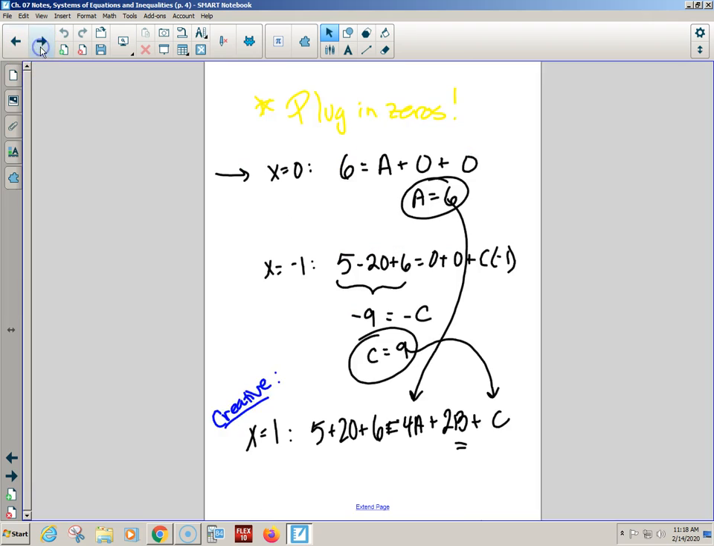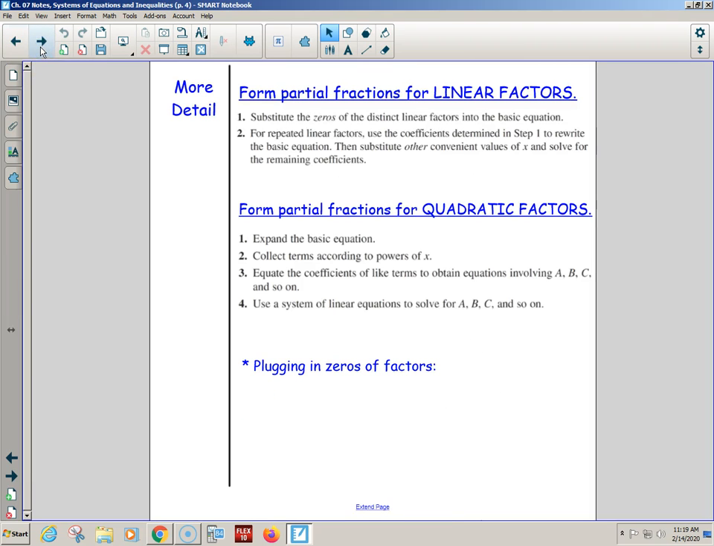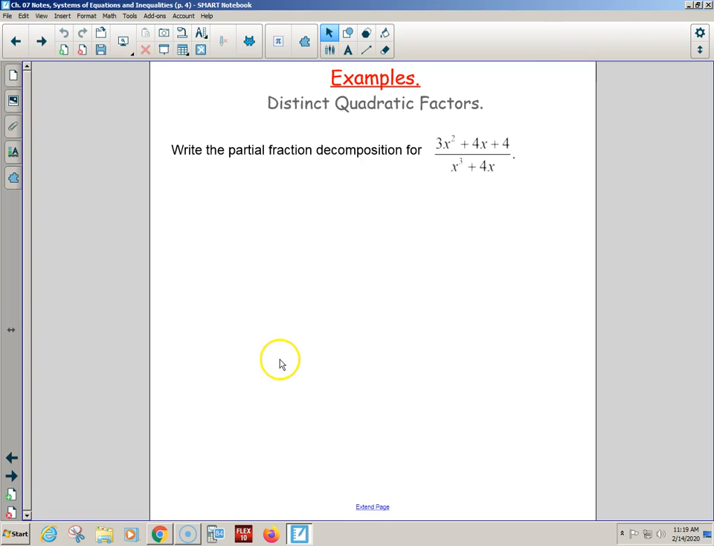So let's go tackle something. Is that okay? I don't feel like writing words. You guys feel like writing words?